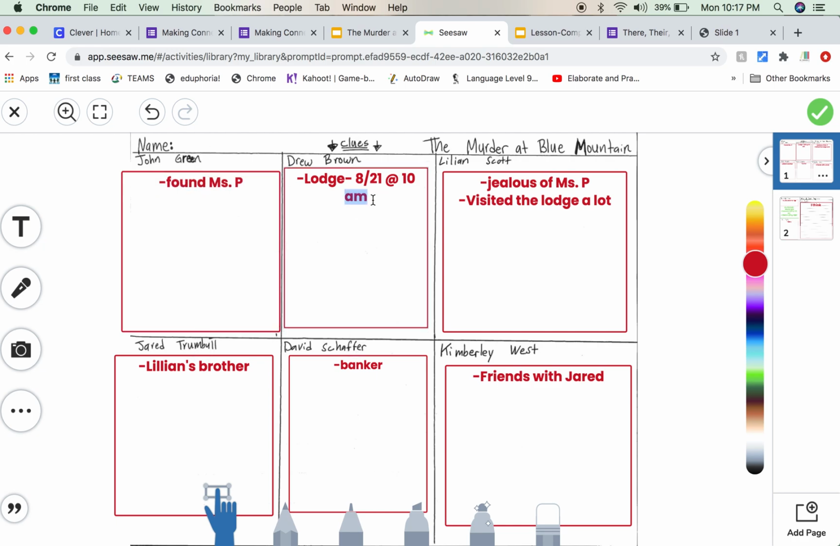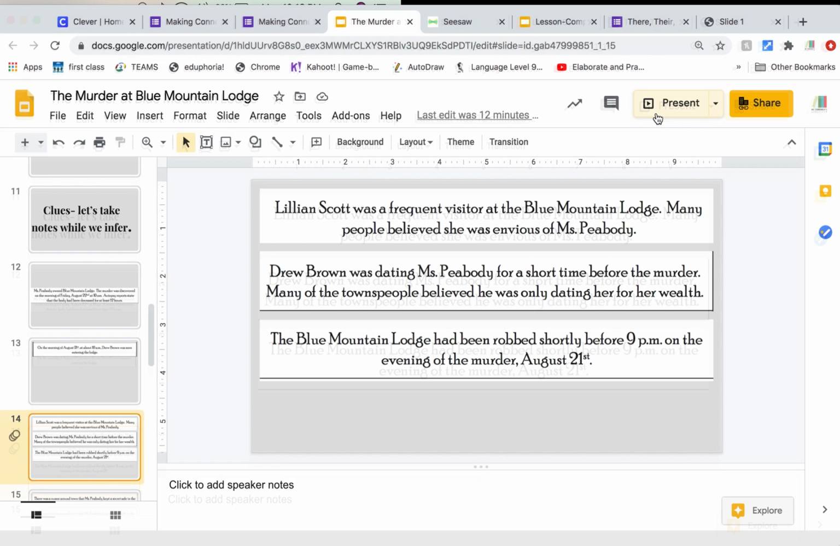Then for Drew Brown, we're now going to add, and we're not writing complete sentences, we're just writing phrases for the clues in the text boxes. Dating Miss Peabody for her money. So at this time, please write dating Miss P for her money for Drew Brown's clue. And for John Green, we have the evidence of found Miss Peabody because he was there when the body was found. So now let's go back to our clues.